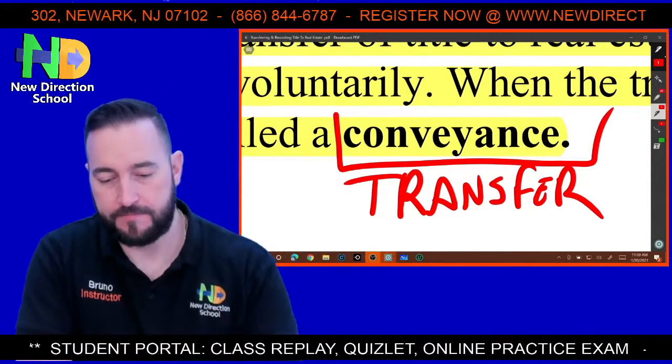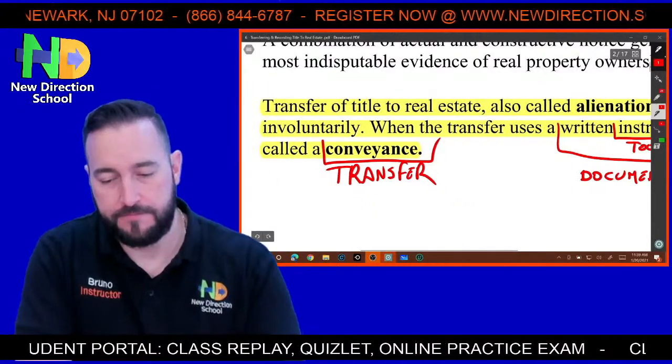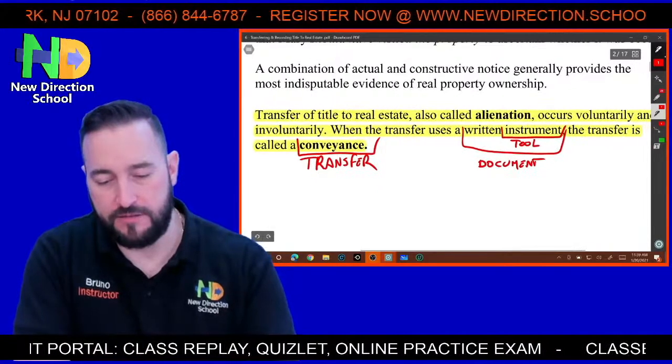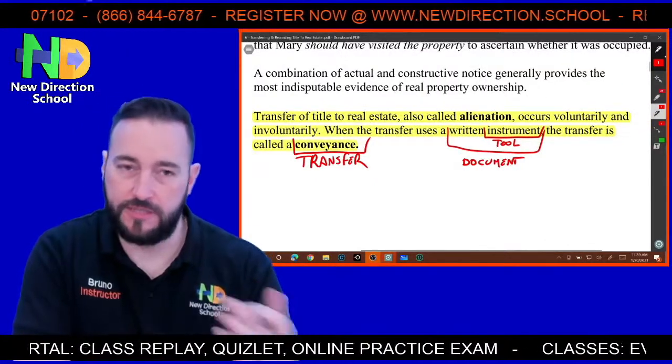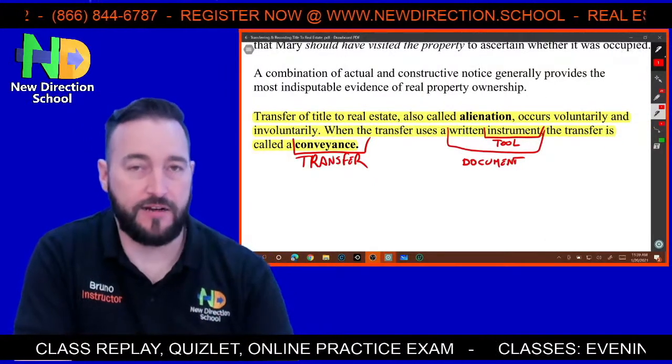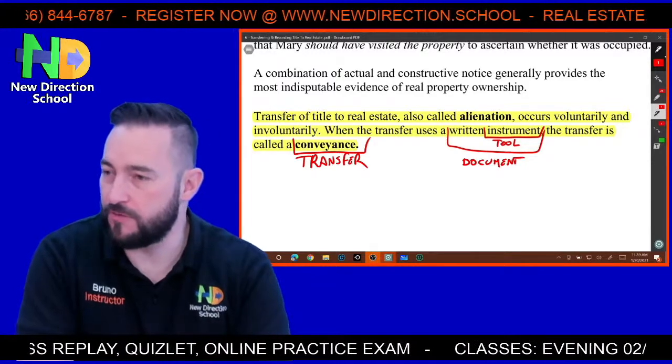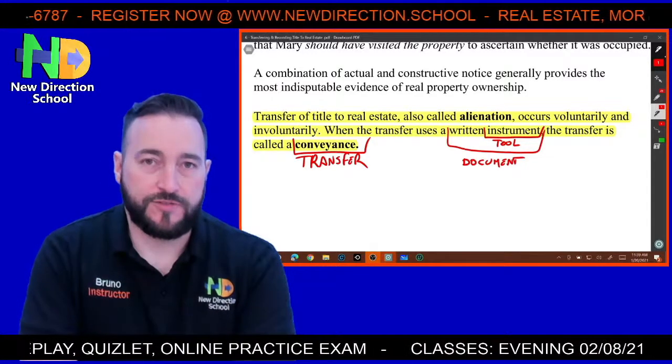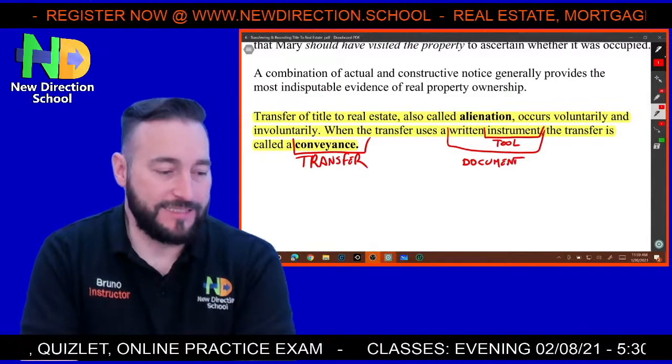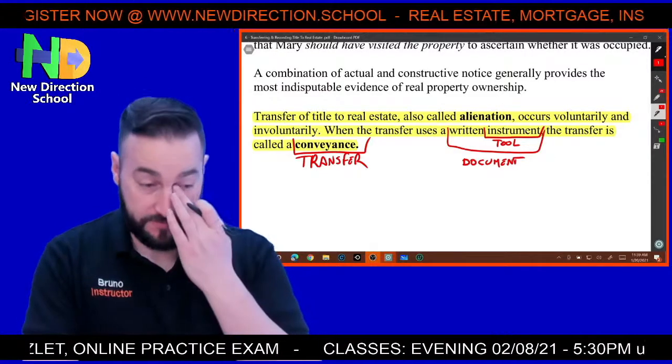All right. So, transfer of title to real estate, also called alienation, occurs voluntarily and involuntarily, and when the transfer uses a written instrument, the transfer is called a conveyance. So we get a deed of conveyance. We talked about deeds before. Okay.